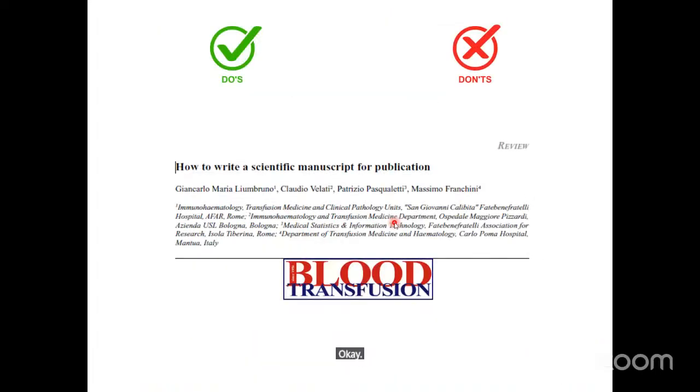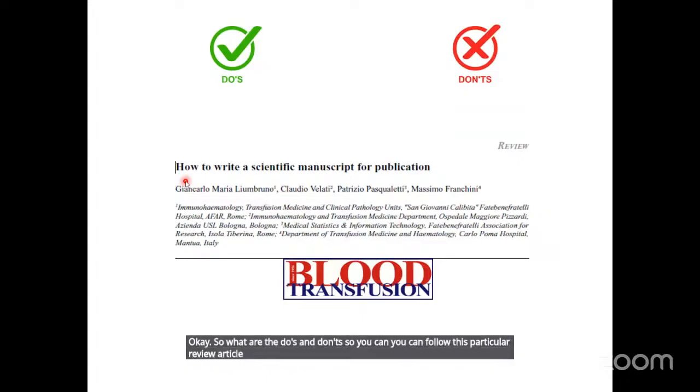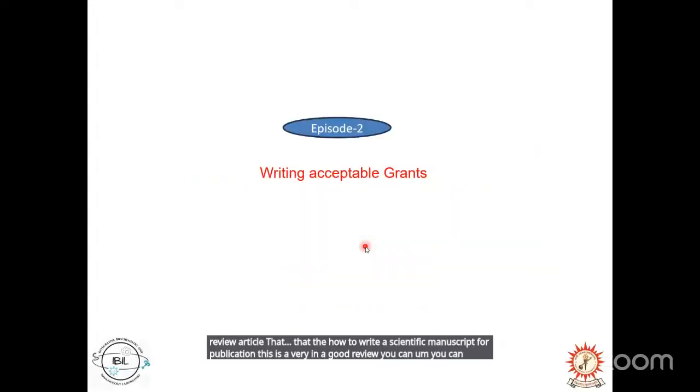So what are the do's and don'ts? You can follow this particular review article, how to write a scientific manuscript for publication. This is a very good review. You can just follow this article.